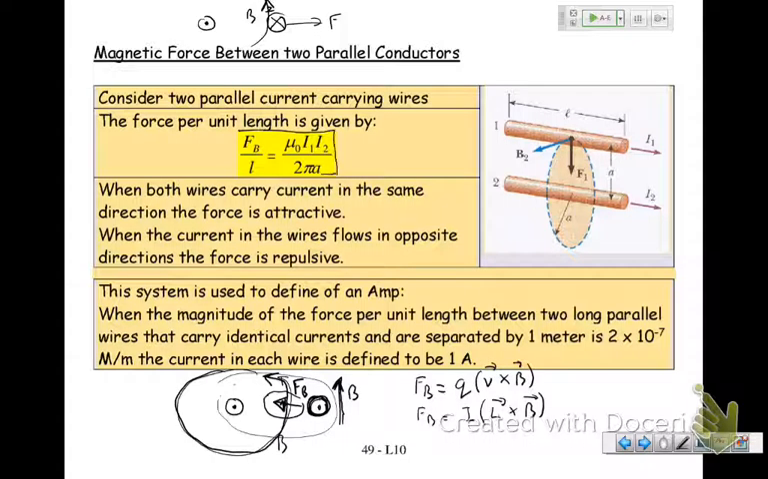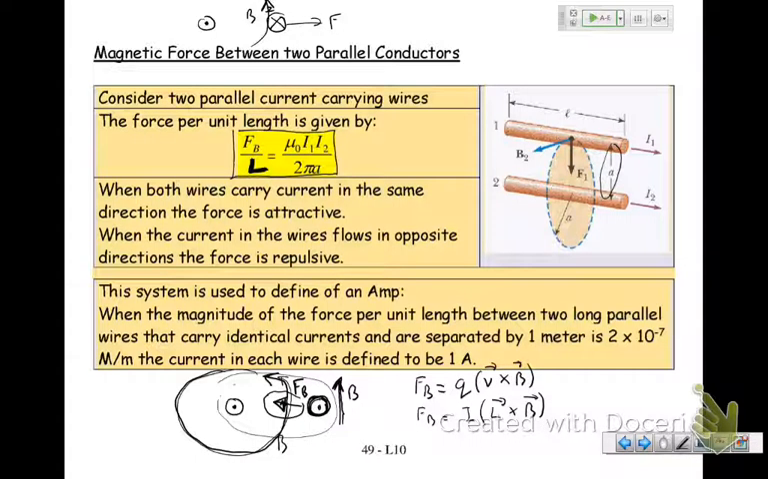I don't derive it. The force per unit length, F over L, I'm sorry, it gets confused with the I, is equal to mu naught, the current going through the first wire, the current going through the second wire, over 2 pi A. And A is the distance between these two wires.